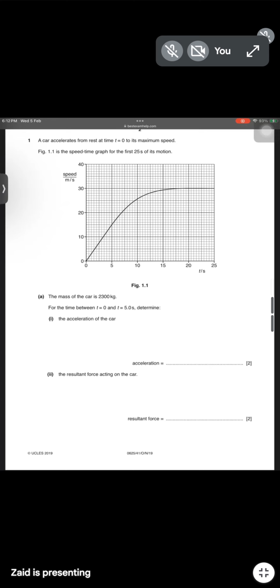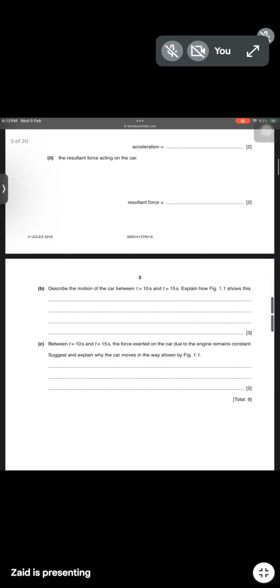Yes, wait, let me just pull up my papers. Acceleration should be 3 meters per second squared. It's a straight line, so just use the gradient formula. There's a certain force acting on the car, so they have given you the mass and the acceleration. Okay, that's it. Motion of the car between 10 and 15.